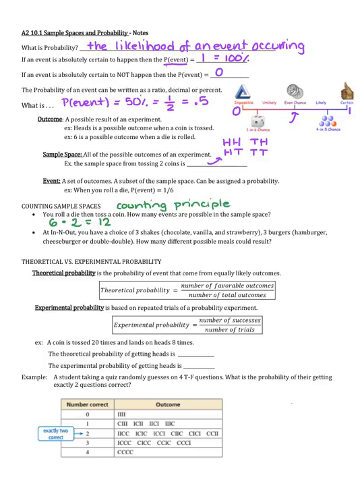So for instance, if I were to go to In-N-Out Burger, and let's say you have a choice of just the 3 shakes, chocolate, vanilla, strawberry, and 3 burgers, hamburger, cheeseburger, or double burger, how many different possible meals could result? Well, that's going to be the 3 possibilities from the shake, the 3 different types of burgers, and so together the total sample space would be 9. So the total sample space is important because that's always going to be in the denominator of your probability.